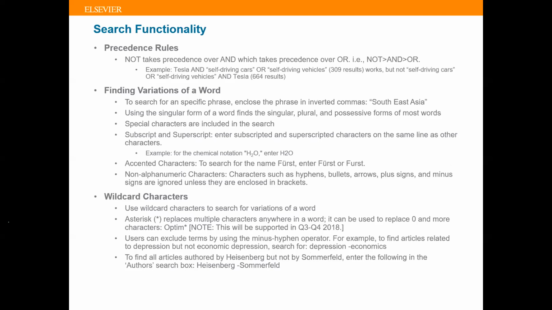So when you look at, say, Tesla and self-driving cars or self-driving vehicles, right, this gives you about 309 results, but you can't do self-driving cars or self-driving vehicles and then Tesla, right? In this case, the parentheses and then the precedence order completely does not work.